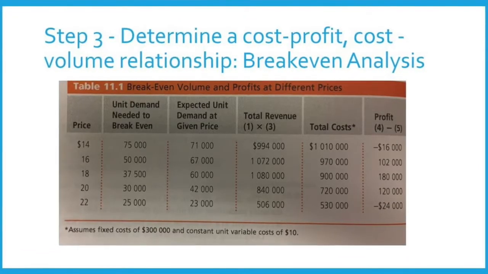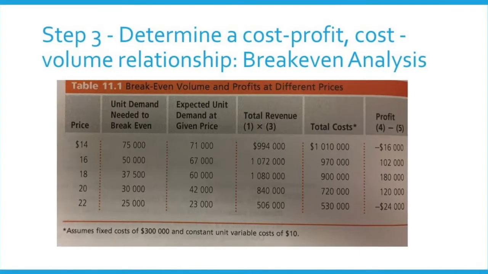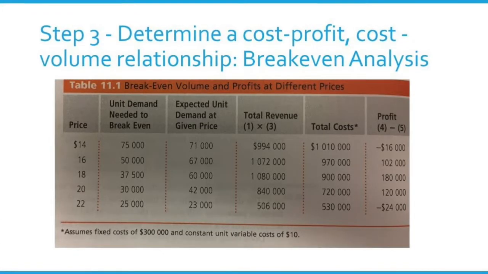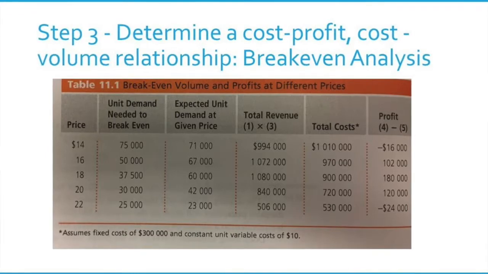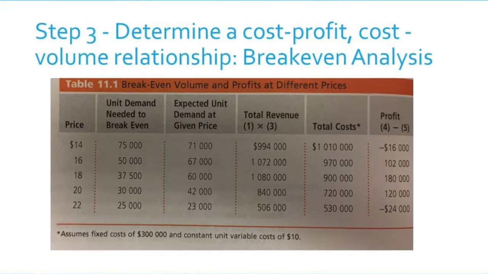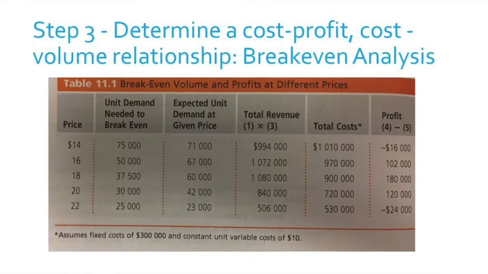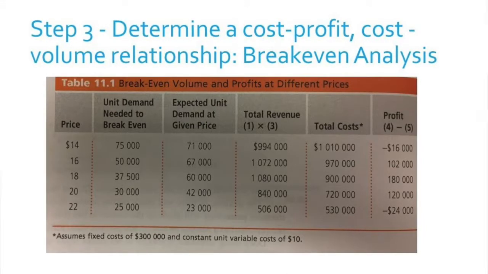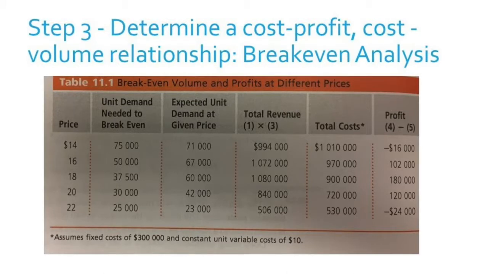The demand over that price range is reflected. So for example, at $14, the demand is estimated to be $75,000. At $22, it's at $25,000. So you'll see that demand will decrease as price goes up. Now, the expected unit demand at a given price is given there as well. The total revenue is simply the price times the expected unit demand.